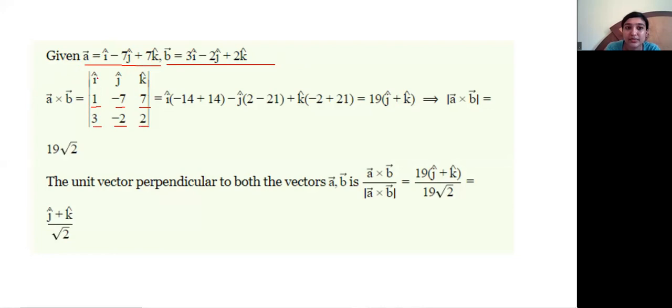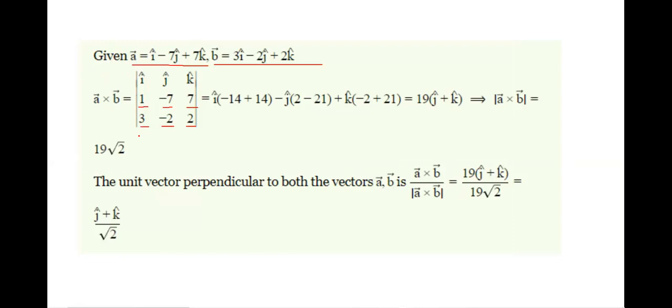As I said, first we will be crossing this i part and we will only consider j cap and k cap and cross multiply. So i cap of minus 7 into 2 is minus 14, plus minus of minus 14 would be plus 14. So minus 14 plus 14, this term will tend to 0.